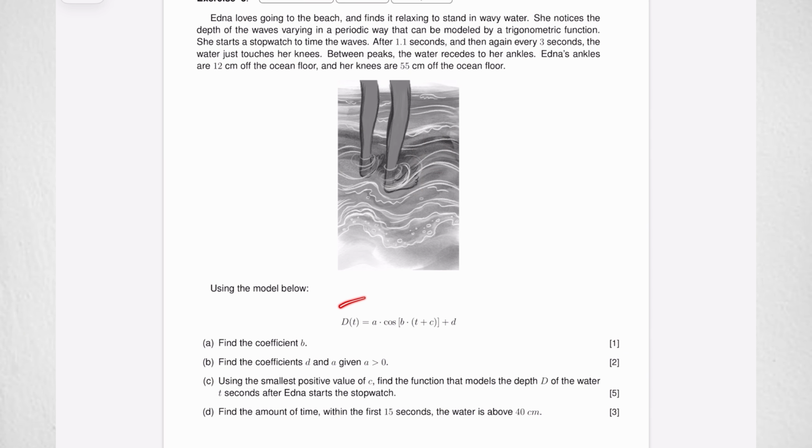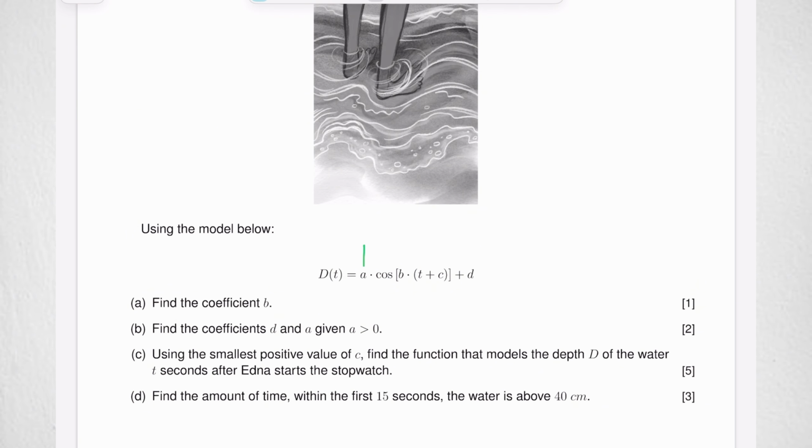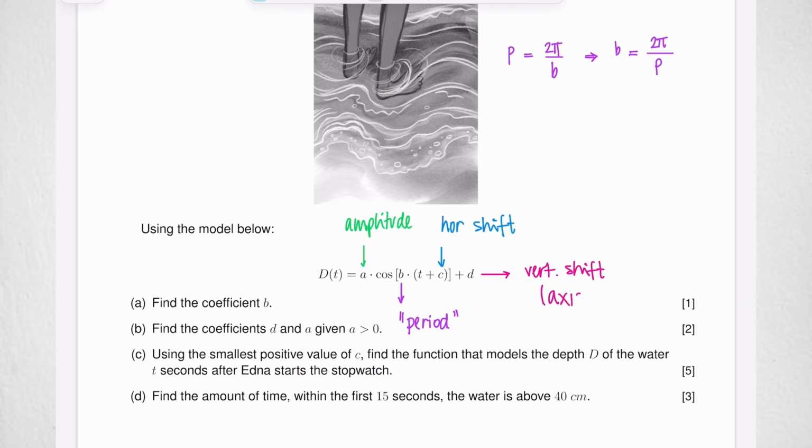And trig models have the following shape. We have a constant a, which represents the amplitude. We have a constant b, which represents the period in quotes, because the period is actually 2 pi over that constant, which, by the way, also means that b is 2 pi over the period. So these are the same. We can also see c over here, which represents a horizontal shift of the graph of this function, and this d, which is the vertical shift, which also represents the principal axis.